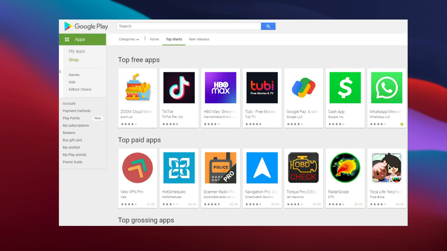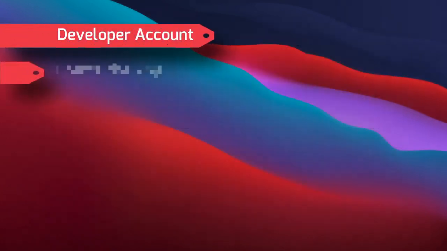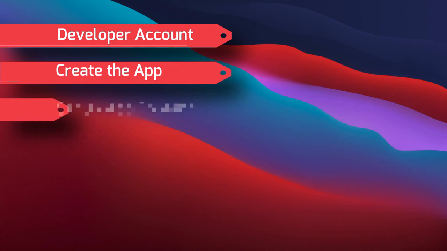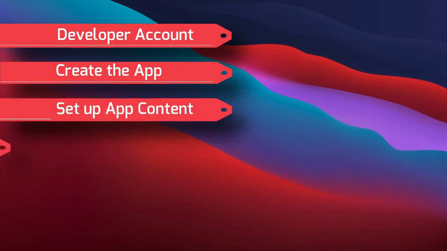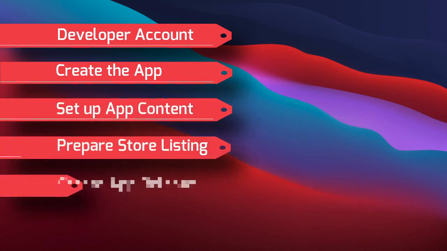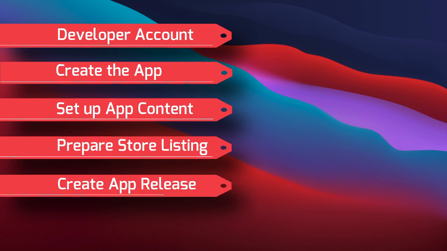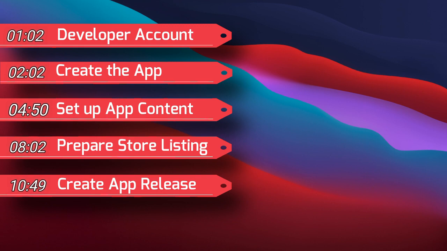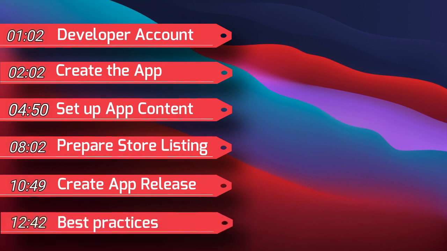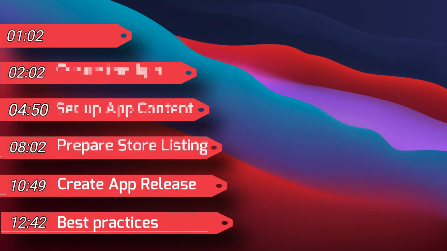But to upload your app and have it ready for download by billions of users, there are some steps that you need to follow. You need to have an account, create the app on the platform, provide some information about the app content, prepare the store listing, and create the app release. If you're not sure what the steps imply, no worries, we will go through them one after the other. I will also share at the end of the video some good practices that you would like to keep in mind when publishing your app. So if you're interested, definitely stay until the end.